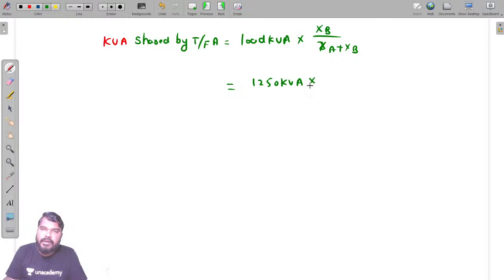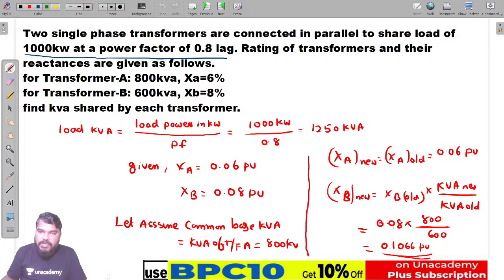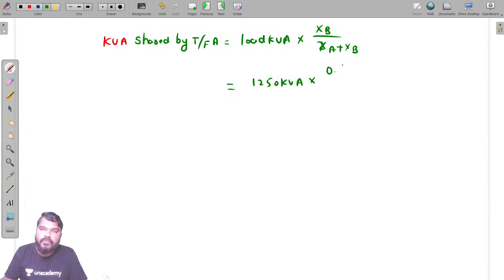Okay. This is the XB value, which is given. So this XB is equal to 0.1066, divided by 0.06 plus 0.1066. Okay, by simplification this value is equal to how much? Okay, you will get this, calculate yourself.